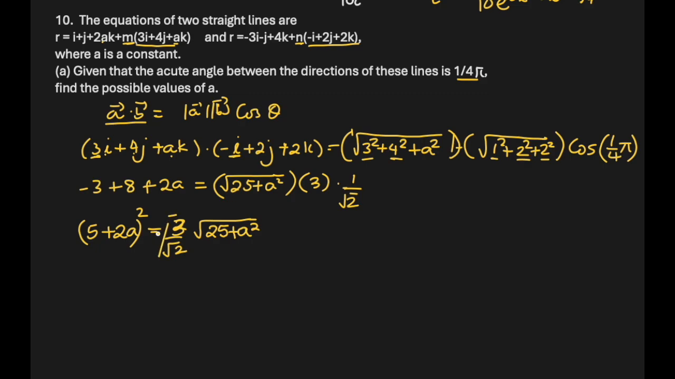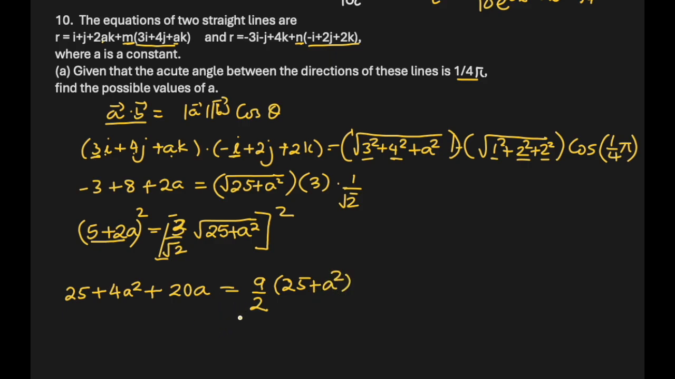And when we say both sides again, the whole of it will be squared. So the square of this will be 25 plus 4a square. Basically I'm writing the identity a square plus b square plus 2ab. So 2 times 5 times 2a will be 20a. And if I square this one, it will become 9 over 2, since 3 square is 9, square root 2 square is 2, and 25 plus a square.